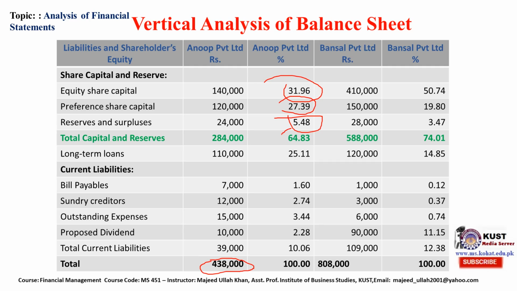Similarly, this total capital has been obtained as 284,000 divided by 438 multiplied by 100. Each item is expressed as a percentage of this total. This is called common size or vertical analysis, because vertically each item is expressed in terms of this total.